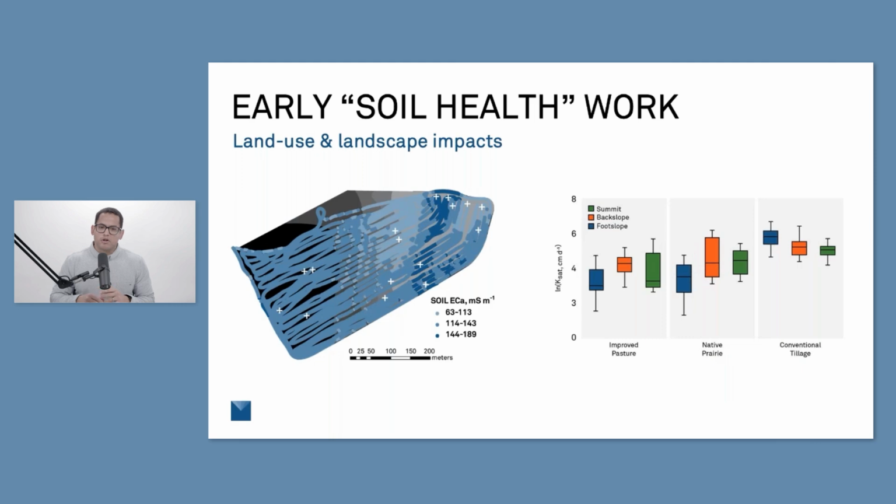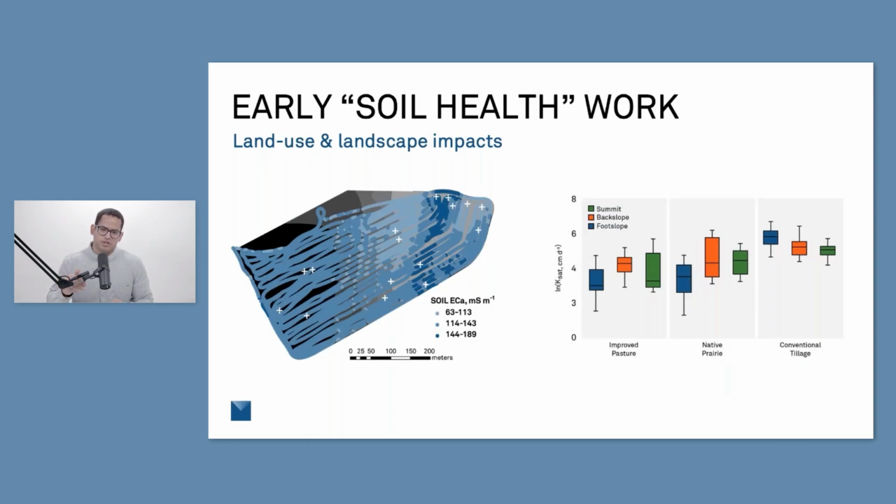So in this chart on the right here, you can see how the hydraulic conductivity measurements compared across these sites, both by land use and by landscape position. And so what we see when looking at some of these effects, one, if you look at the two sites that aren't getting tilled, which is the improved pasture and the native prairie, we see a pretty similar effect of how the landscape position is affecting the soil hydraulic properties.